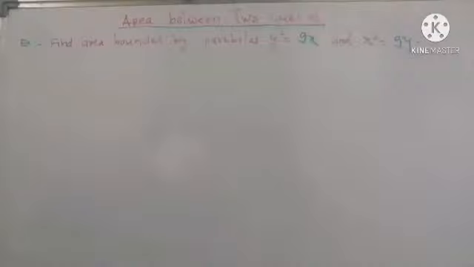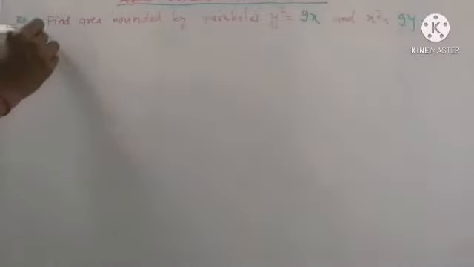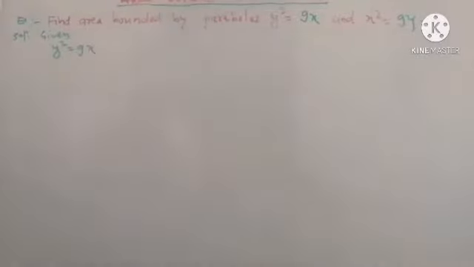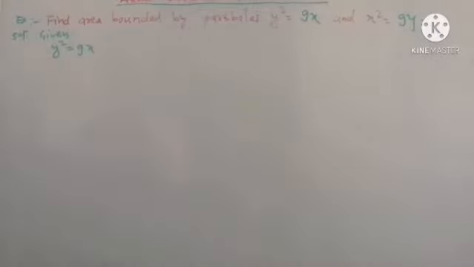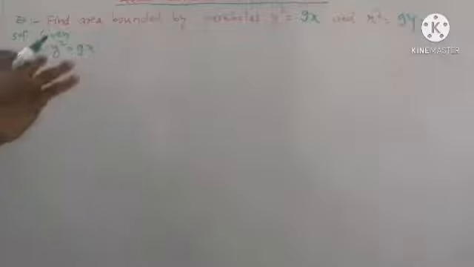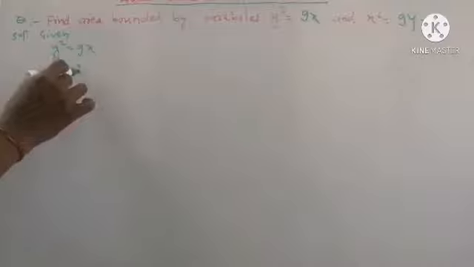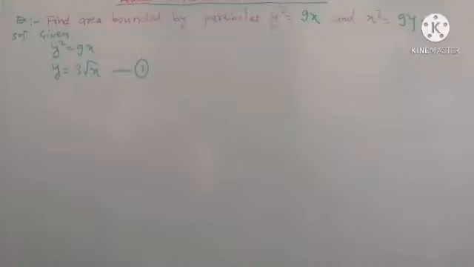Find the area between two parabolas y square equals 9x and x square equals 9y. In the solution we take the given curves. The first curve is y square equals 9x, which is an equation in x and y, and this is an explicit function of y only, as here y is the variable. Now to evaluate the area we have to take an explicit function of x. So by simplifying this, taking square root on both sides, we get y equals 3 root of x. So this is now an explicit function of y in terms of x.